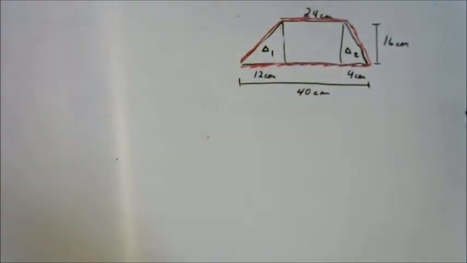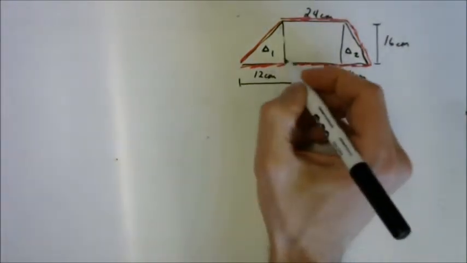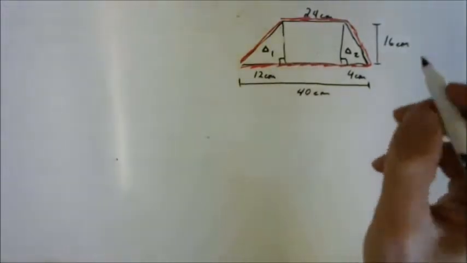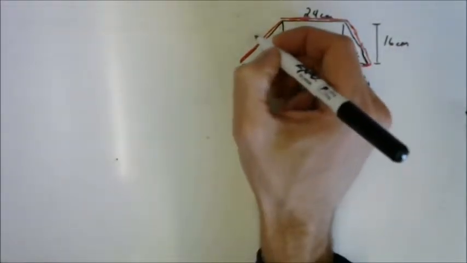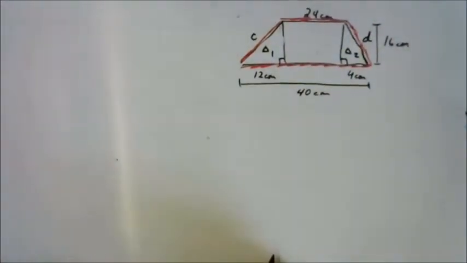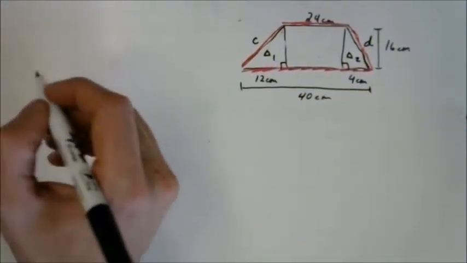How can I find them? Pythagorean. That's right, I've got 2 right angle triangles here. So we can use one of the other tools in our toolbox, which is the Pythagorean theorem. I'm going to call this side C. I'm going to call this side D. Okay? Well, let's go ahead and calculate side length C.